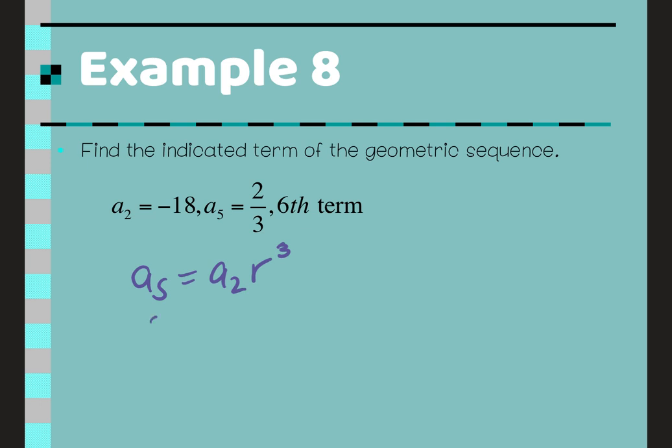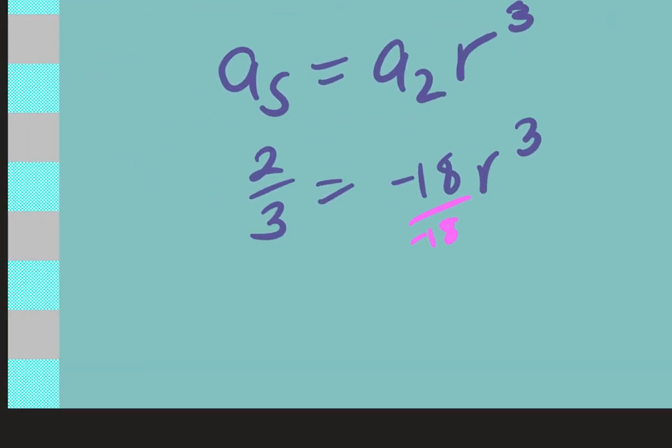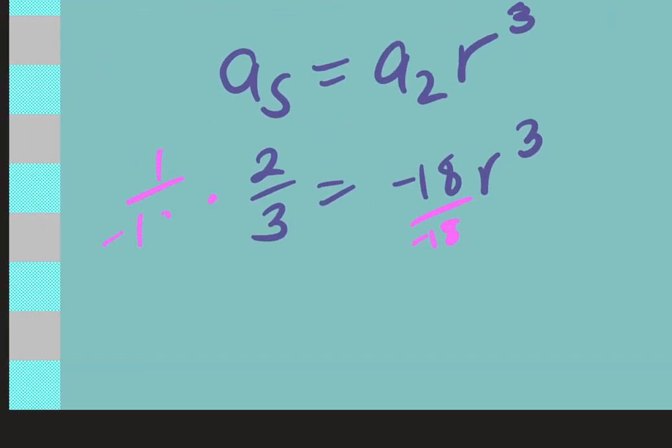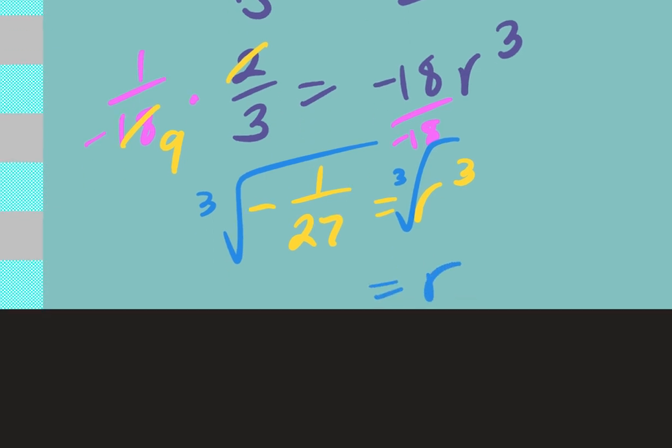So A5 is 2/3. A2 is -18. R to the 3rd. Divide by -18 or multiply by 1 over -18. Simplify. 2 goes into 18 9 times. This is -1/27 equals R to the 3rd. Cube root both sides. And the cube root of -1/27 is what? -1/3.